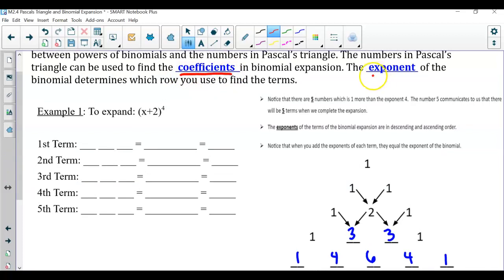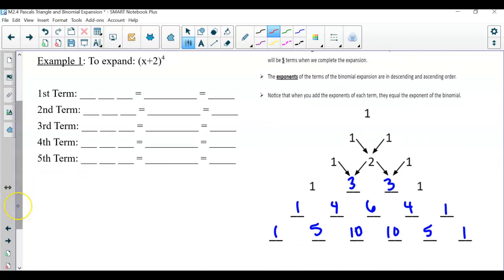And again, like what I said before, the exponent is represented by each row. So here I've got 0, 1, 2, 3, 4, and row 5. We're going to stop at row 5. We are going to expand x plus 2 here, but to the fourth power. So that means we are going to use the row represented by that exponent of 4. So these are the coefficients that we are going to use.